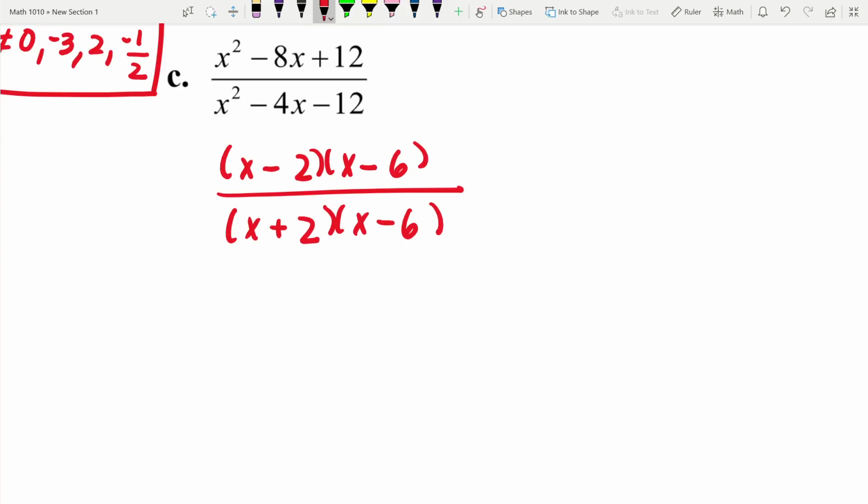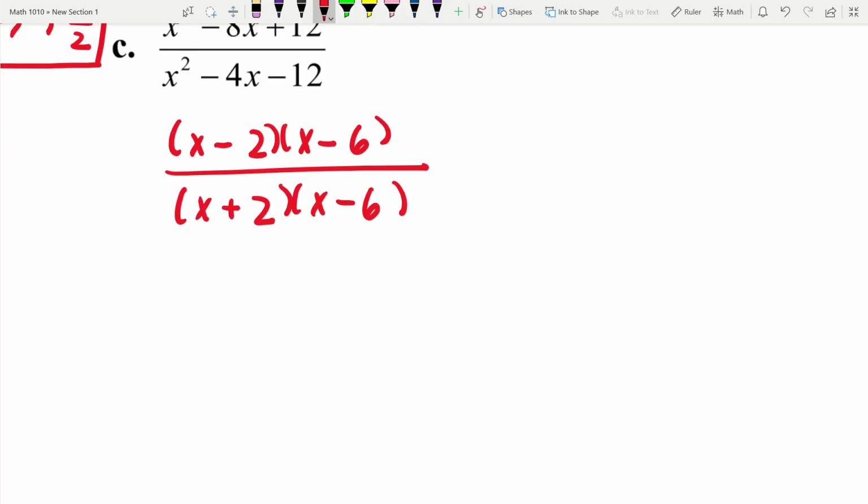Okay, once you factor, do the restrictions. Remember, restrictions come from the bottom. So x cannot be equal to, set x plus 2 equal to 0, I get a negative 2. x minus 6 equal to 0, I get a 6. So those are my restrictions.